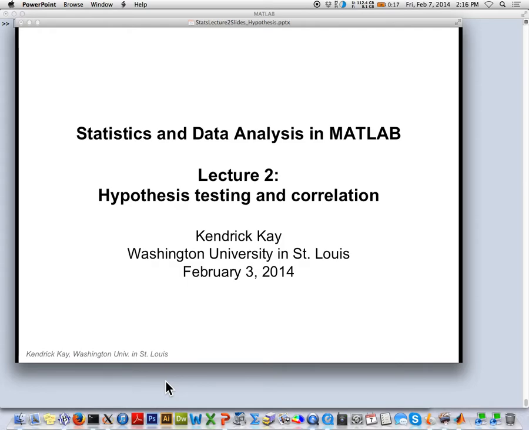So here the basic concepts we're covering are hypothesis testing, so that refers to p-values. You may know it by its more common name like that. And also correlation, a very widely used concept that it's very important to understand what it does and how it works.